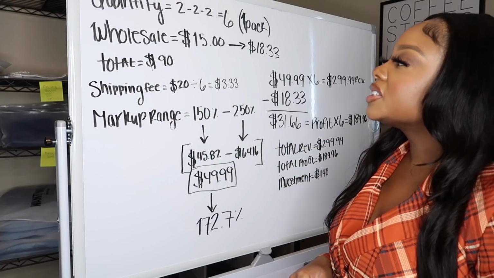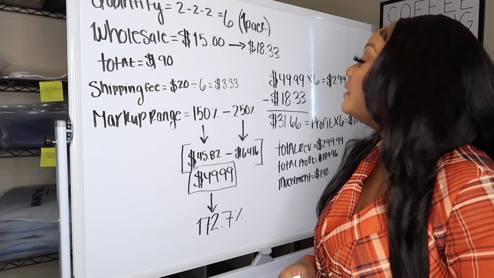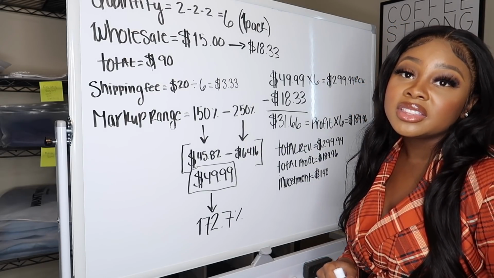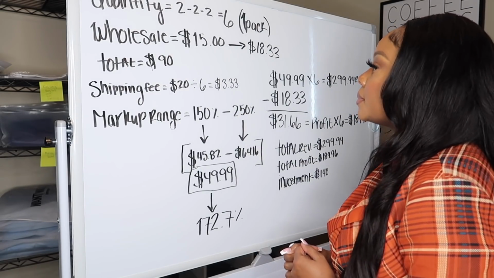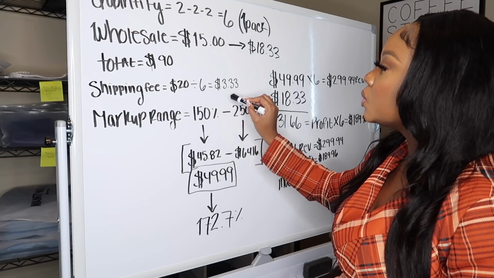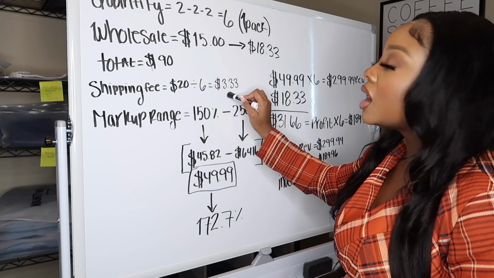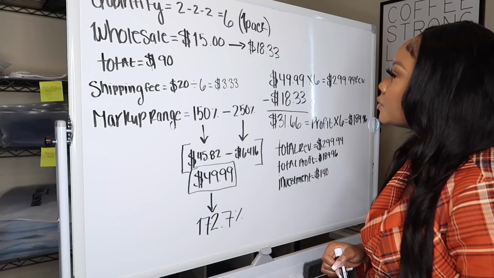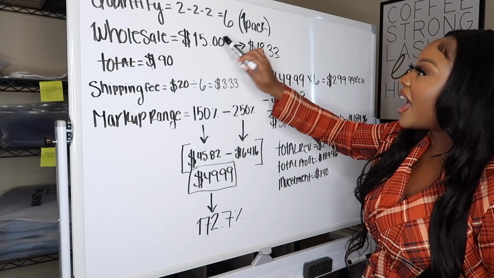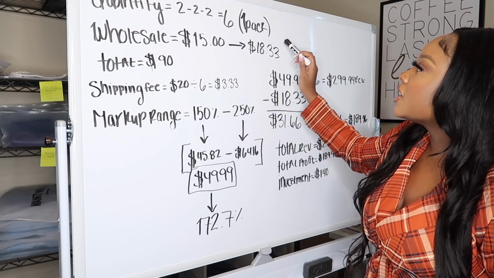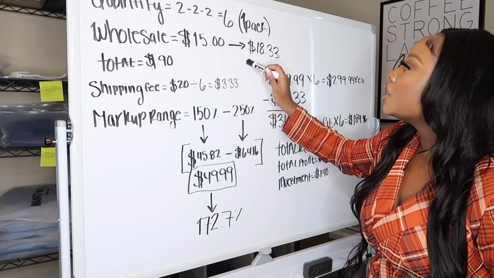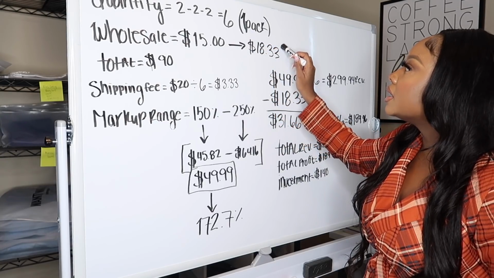All right, our vendor said, you have a shipping fee of $20. So we're like, okay, it's gonna cost me $20 in order for me to get these products shipped to me. However, I want to get reimbursed for my shipping. So I'm going to divide that by 6, which is going to give me a total of $3.33, you guys. So what I'm going to do is I'm going to take that $3.33 and I'm going to add it to the wholesale price to give me a new wholesale price of $18.33. This is our new wholesale price here, $18.33.